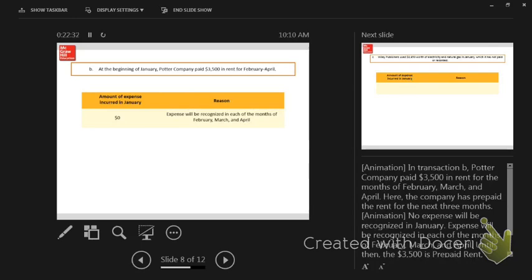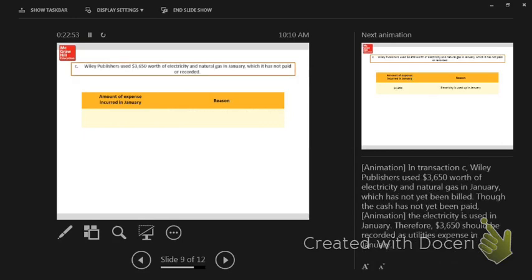Technically. So sometimes it gets confusing, like we are recording with another company's point of view. At the beginning of January, you are Potter Company. Each one of these is individual, and you are Potter Company. Potter Company paid rent. You paid the rent. What's the journal entry? So cash is credit and prepaid rent is the debit.